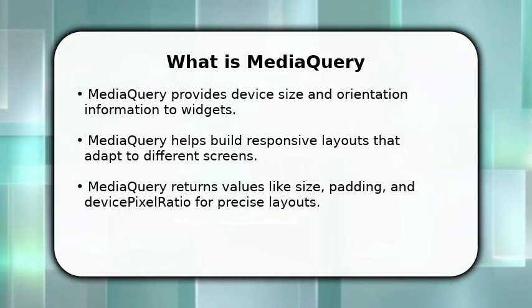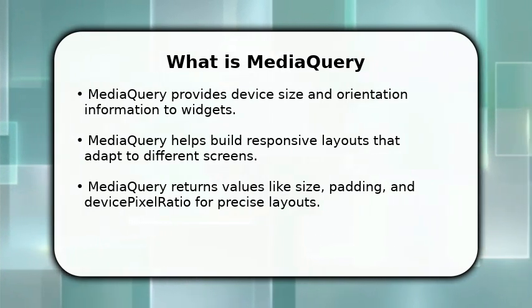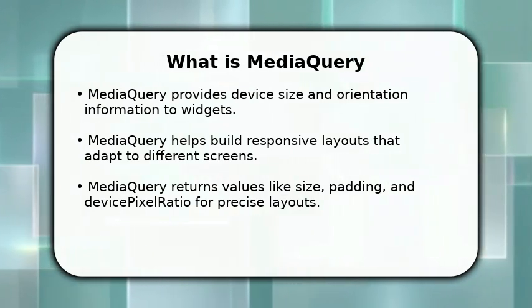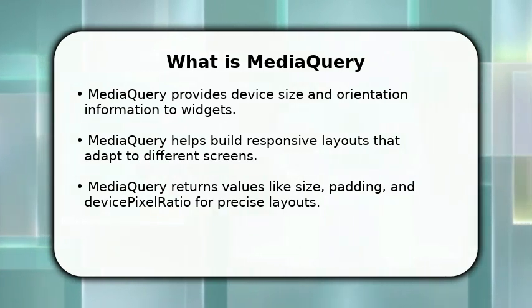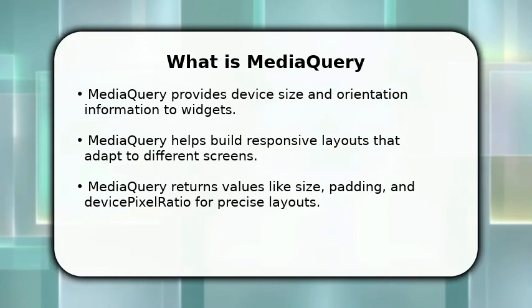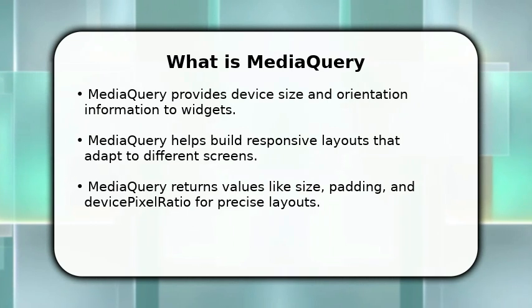Use MediaQuery.of(context).size to get width and height, and MediaQuery.of(context).orientation to detect portrait or landscape. These calls help you adjust layouts, font sizes, and padding so your UI looks great on phones, tablets, and other screens without heavy layout logic.